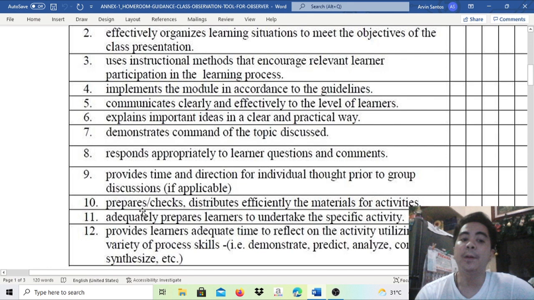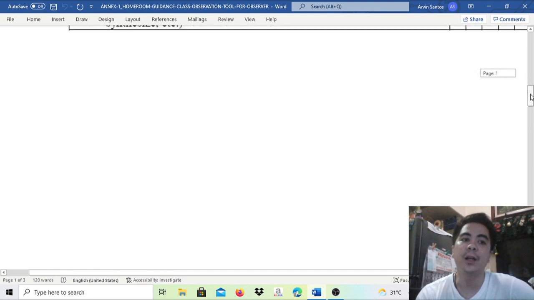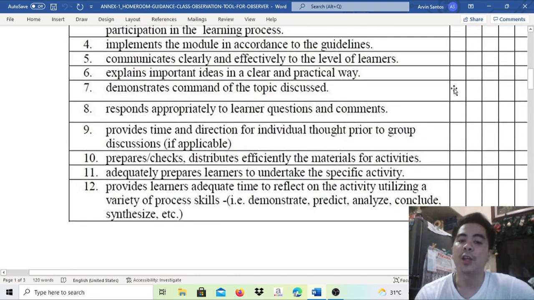Number 10, prepare, checks, distribute efficiently the materials for activities. So, isa po yan. Yung kung modular kayo, you prepare. Na-check niyo yung mga activity sheets, yung mga activities you made that align with the homeroom guidance. So, kasama po yun.